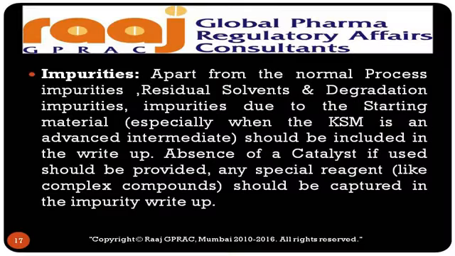Impurities, again, are very important, and impurities have to be analyzed as per ICH Q3. Apart from the normal process impurities, residual solvents and degradation impurities, impurities due to the starting material, when the key starting material is an advanced intermediate, should be included in the write-up. Impurities are mainly generated due to the key starting material, then the reagents or solvents used during the manufacturing process, and during stability impurities may also be generated, which is called a degradation product. So at whichever stage the impurities are being generated, you have to capture that in the write-up.